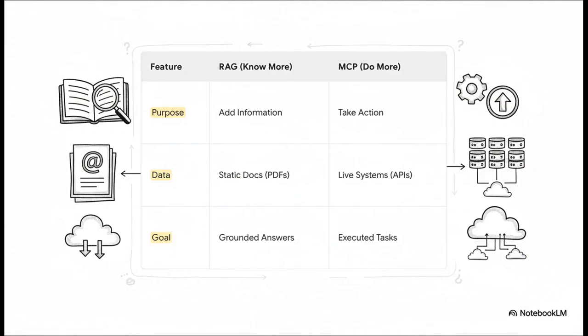And this table just breaks that core difference down even more. Just look at the purpose. RAG is about adding information, while MCP is all about taking action. And their data sources, totally different. We're talking static documents for RAG versus live systems for MCP. So let's dig into the details, and we'll start with RAG.